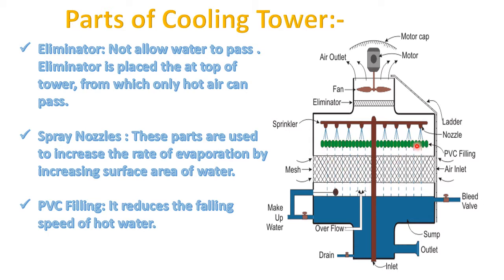Now talking about PVC filling. So friends, the main role of this PVC filling is that it reduces the falling speed of the hot water. This PVC filling reduces the speed of the hot water that is falling.